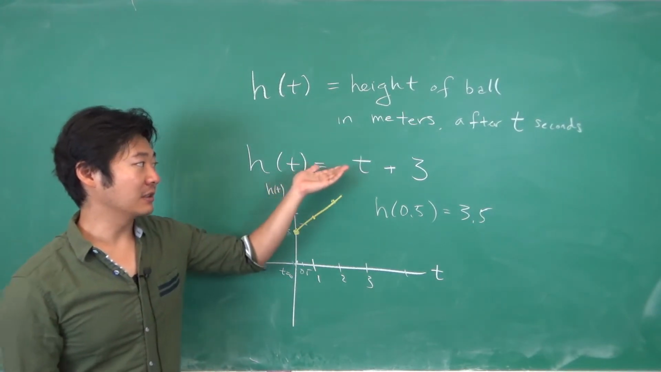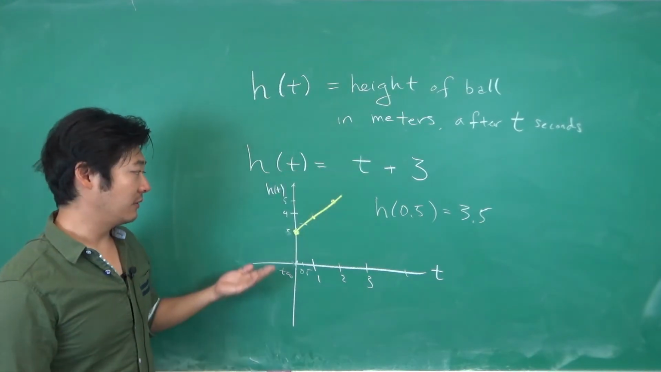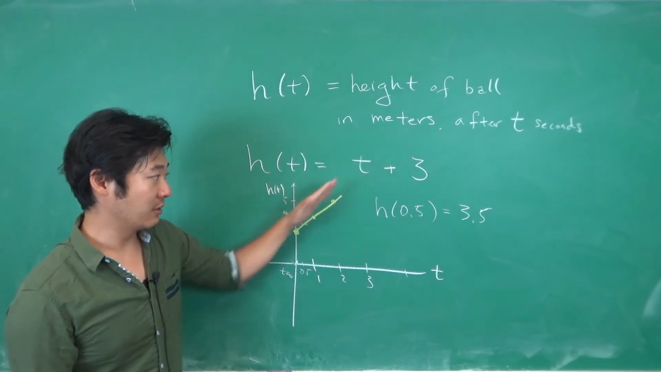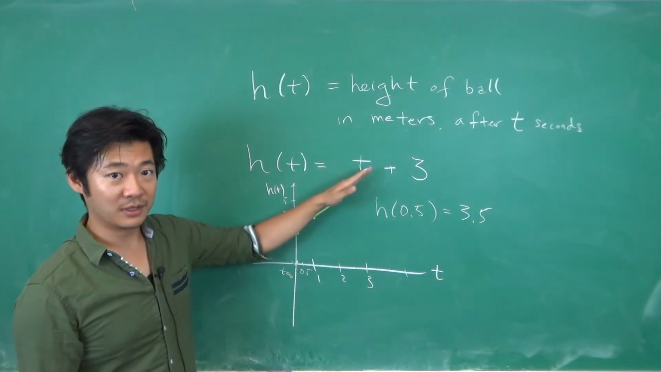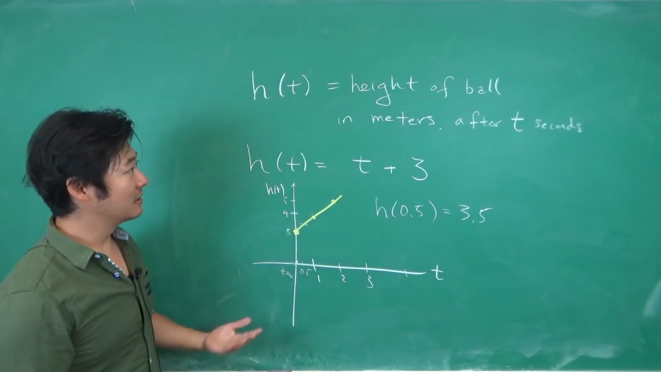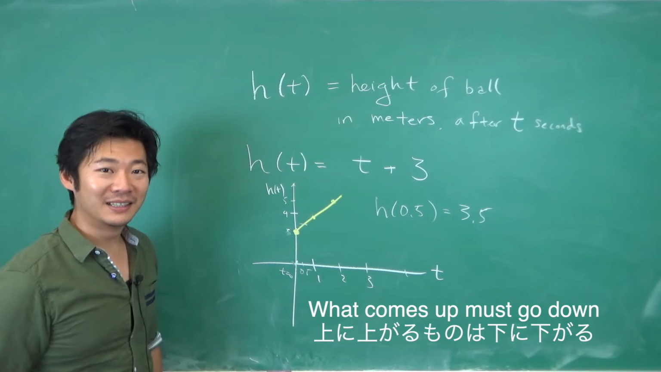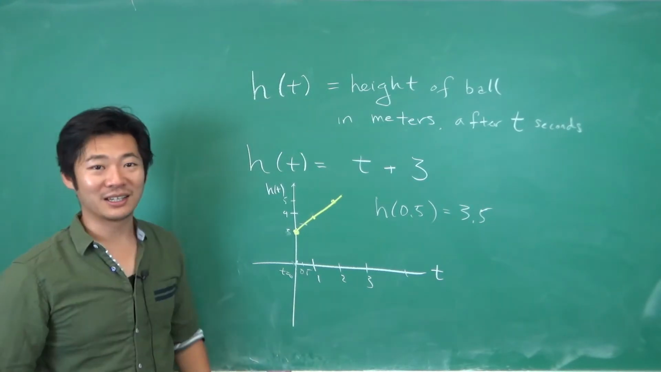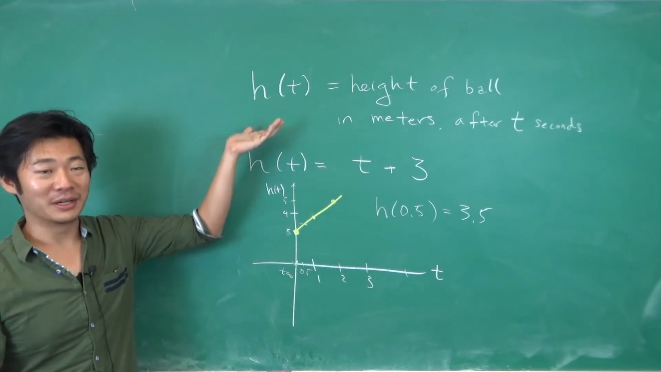This is not a realistic function describing the height of a ball. Well, it might be kind of hard to tell just by looking at this algebraic expression. But if you look at the graph, it's just a straight line going up. So that means that the height of the ball just keeps going up and up and up, which, well, what comes up must go down. So this is not really a realistic function that describes the height of a ball.